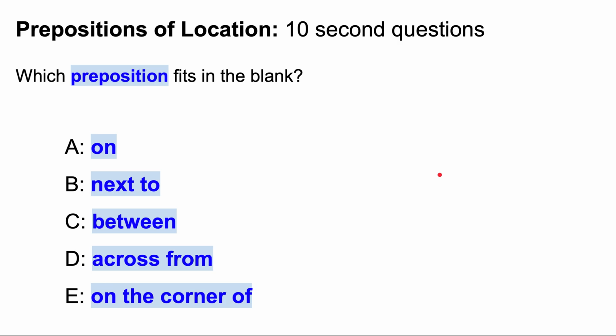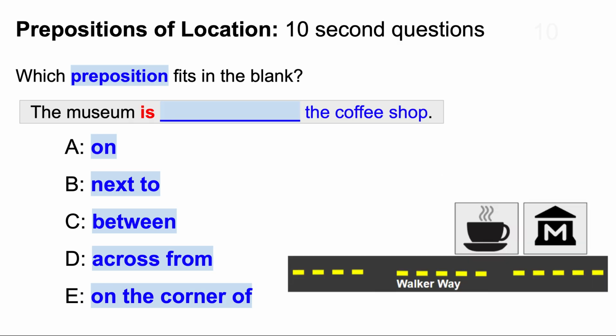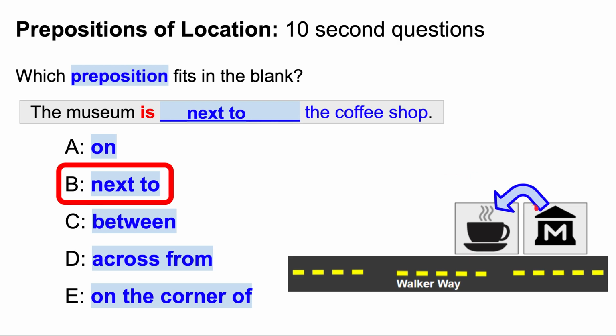Okay, which preposition fits in the blank? The museum is blank the coffee shop. The museum is next to the coffee shop. Here, the museum is beside, is next to the coffee shop.